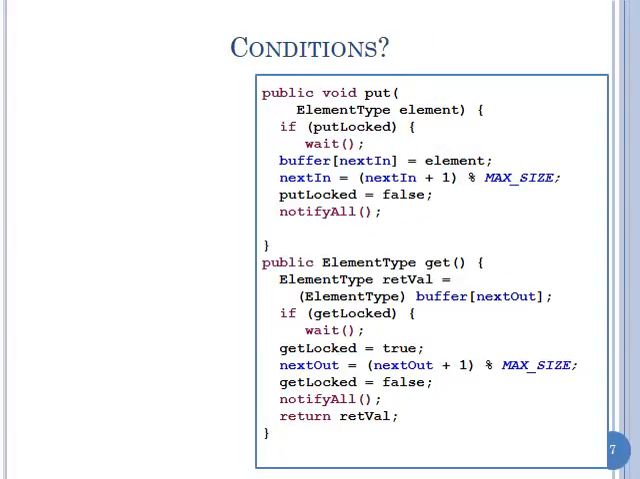I can have a little Boolean variable. If put locked, then wait. If get locked, then wait. And I do a notify all. Because I don't have multiple conditions, this is what I do. Will this work? So the two methods are checking different conditions. There's a put lock and there's a get lock. And because I have only one condition queue, I just do a notify all.